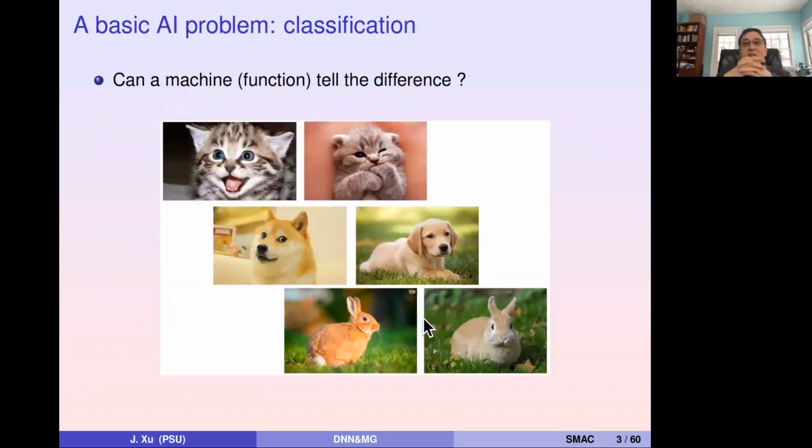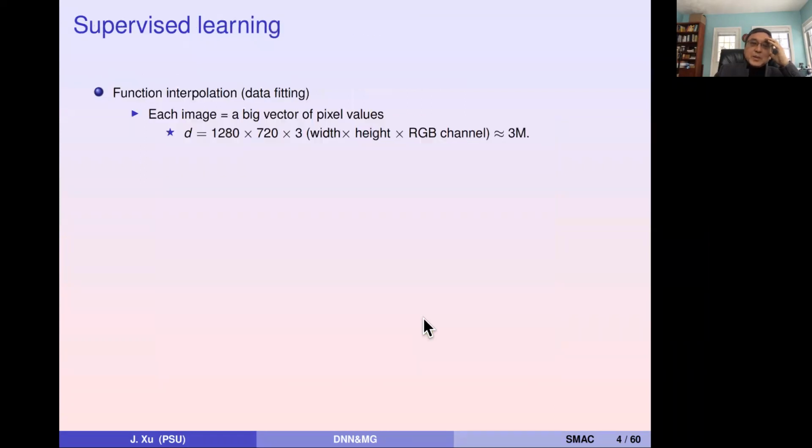I want to give some very preliminary introduction to get the language in place. When talking about machine learning these days, one of the main things is image classification. For example, how could I tell the difference between these three species? Mathematically, we use supervised learning.